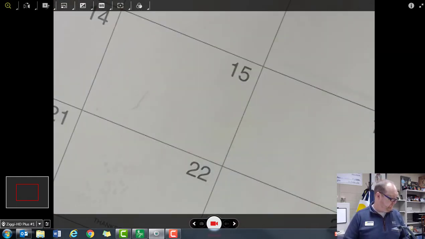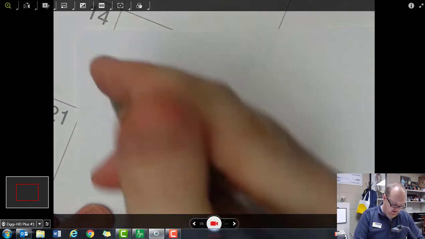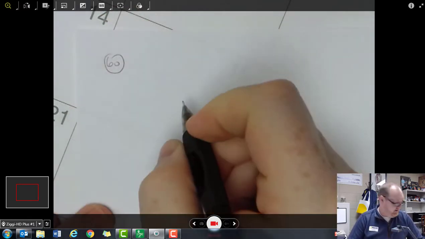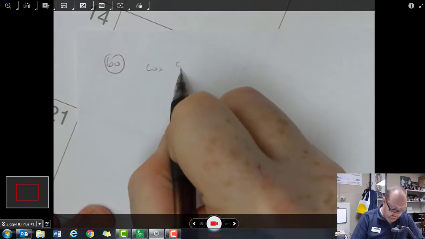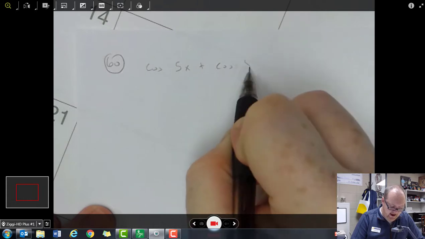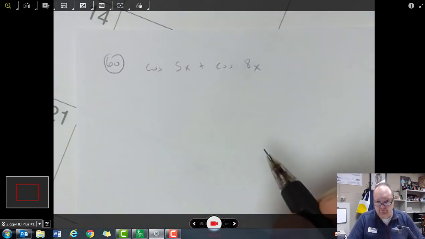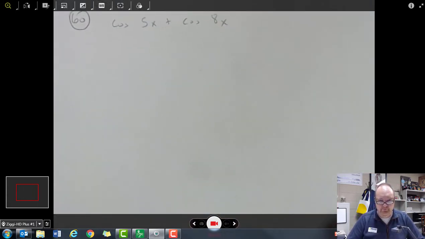And let's look at the last group, the sum to product. And to that end, let's look at number 60. I'll get my page lined up. There we go. Number 60, we have the cosine of 5x plus the cosine of 8x. And again, I want to change that from a sum into a product.